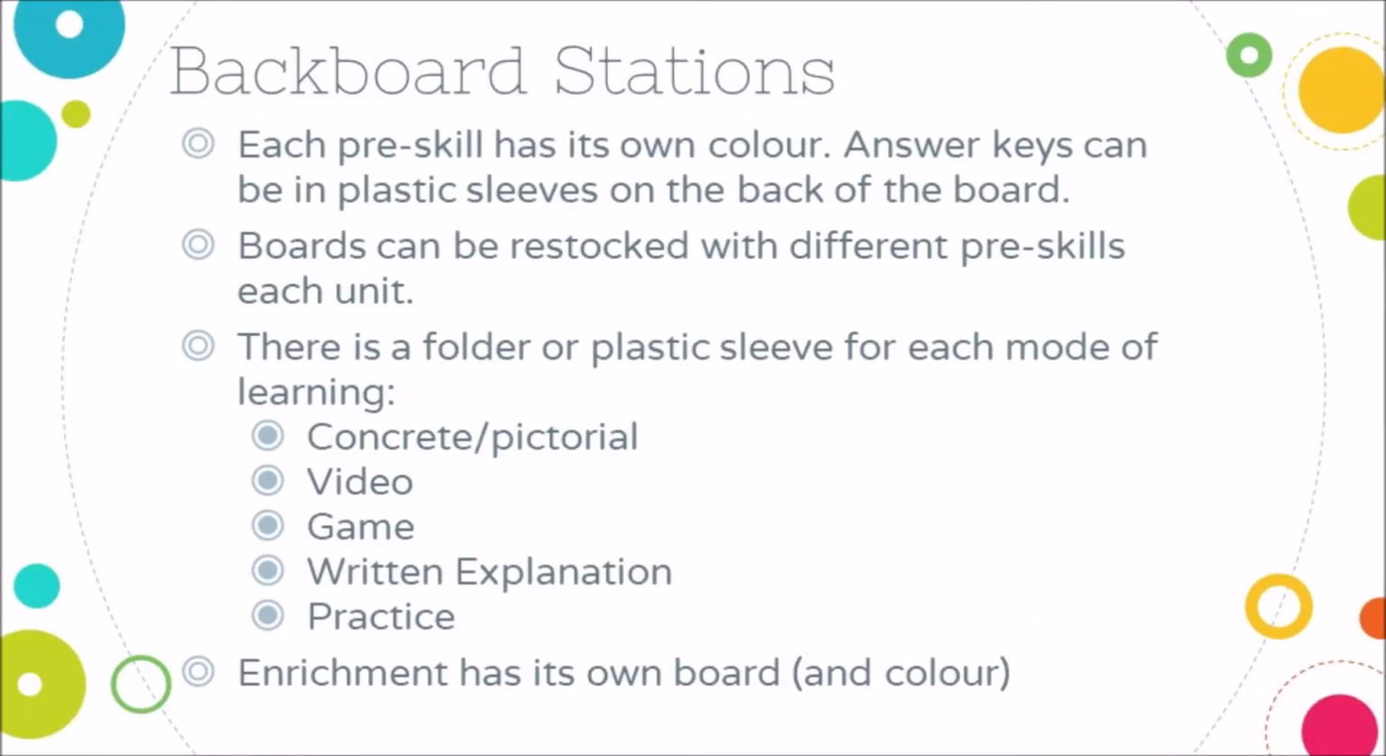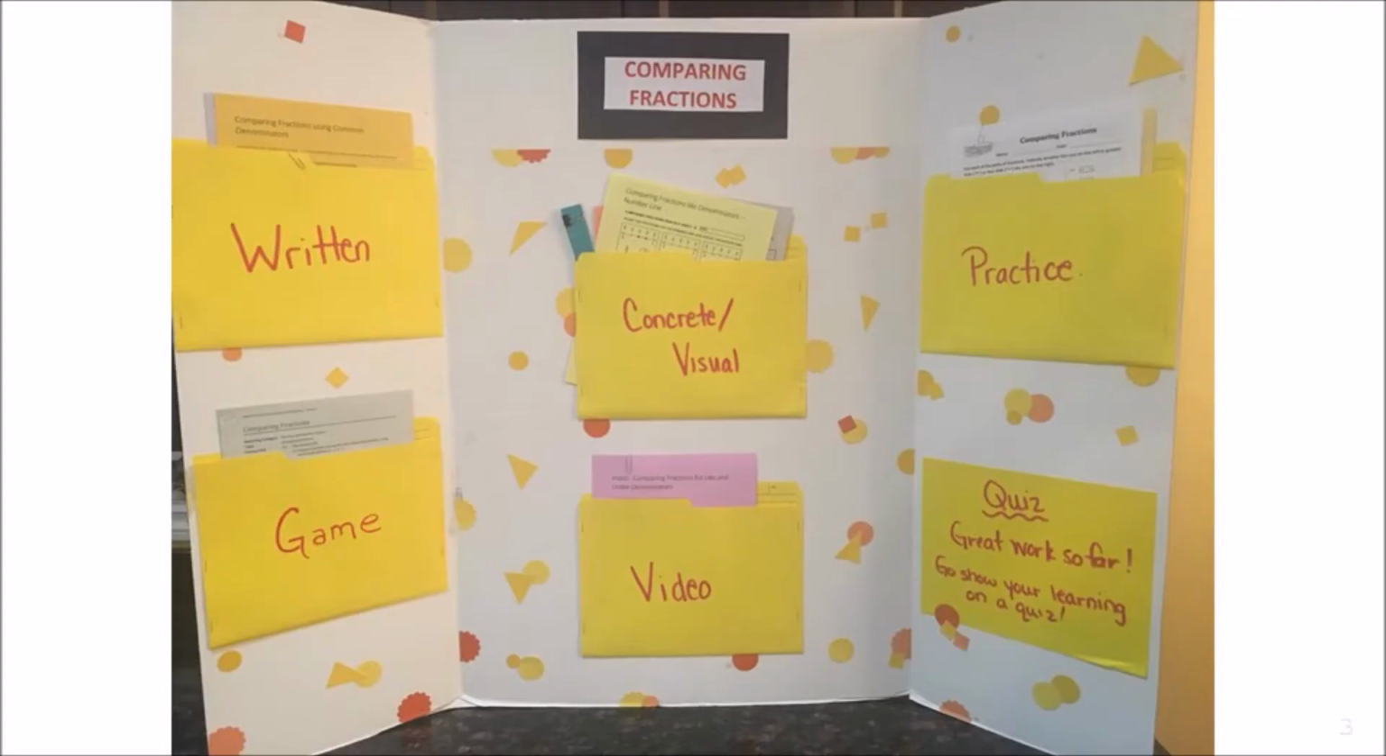One possibility is to actually have backboards for your responsive stations, much like science fair backboards. They're color-coded so that if you have one pre-scale like fractions, that might be on the yellow board, and then you might have green as the multiplication board, and those will change every single unit because your clusters of pre-scales will change. On each board you will have the different modes. You'll have an activity for concrete pictorial, an activity for written, an activity that is a video or media, some kind of game, and then practice.